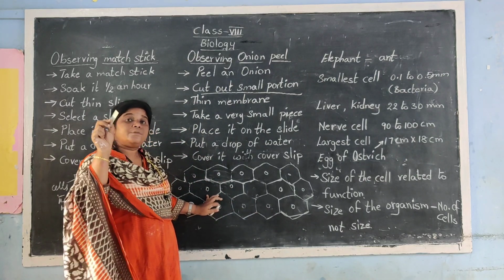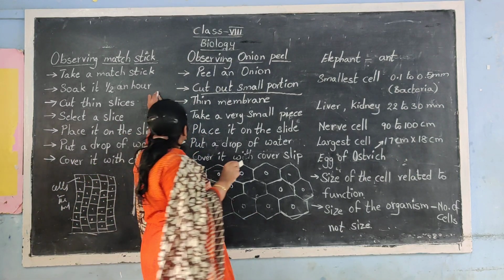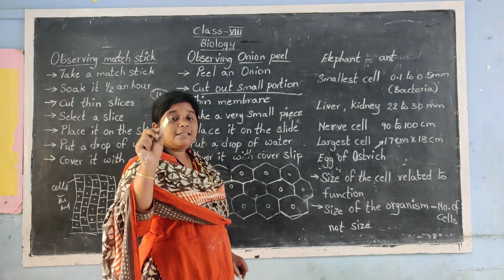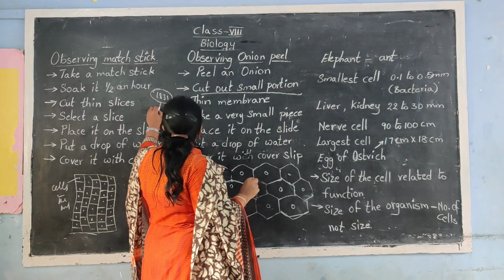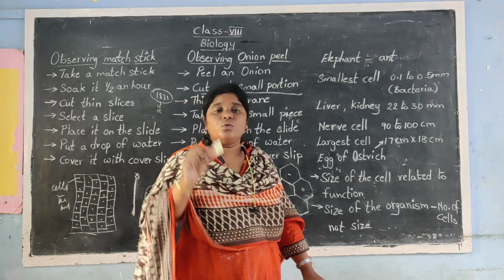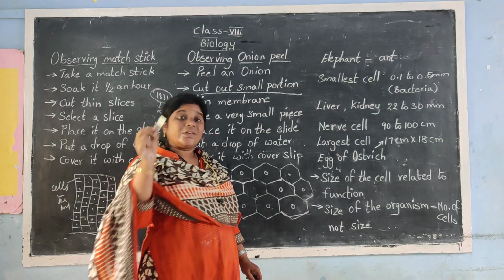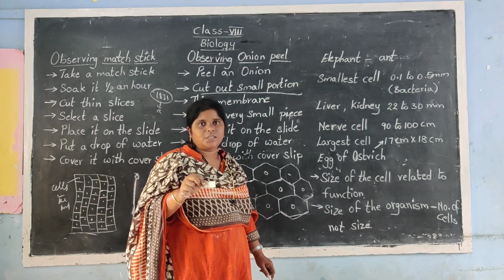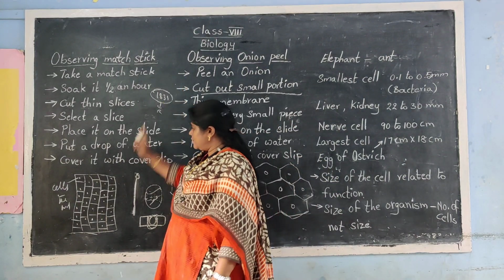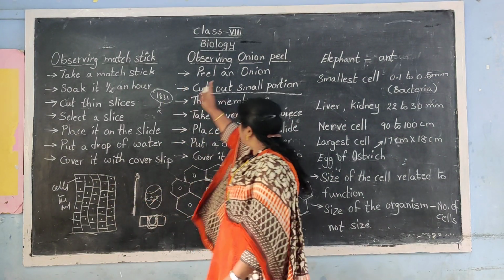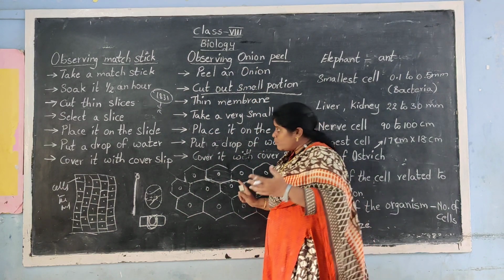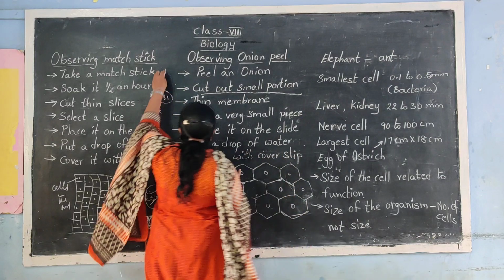Now, you already know that in the year 1831, Robert Brown is the scientist who came forward to explain the clear structure of cells with the nucleus. Now if you consider the matchstick, these are the cells in the matchstick. Now if you observe the onion peel, these are the cells in the onion. Both these are examples from the plant kingdom only.